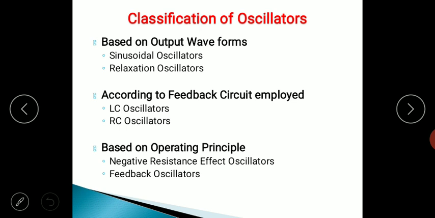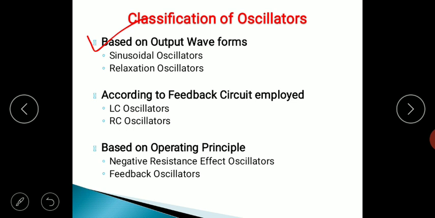Again here we can classify the oscillators into different categories based on different criteria. The first one which I have shown here is the classification of oscillators based on the output waveforms. That means what kind of output waveform the oscillator is producing or generating. We can classify oscillators into two different types, and those are called sinusoidal oscillators or harmonic oscillators, and relaxation oscillators or non-sinusoidal oscillators.